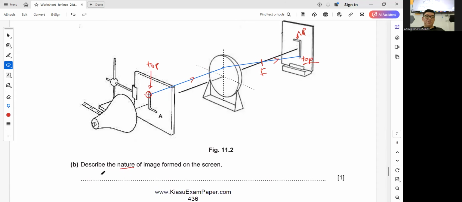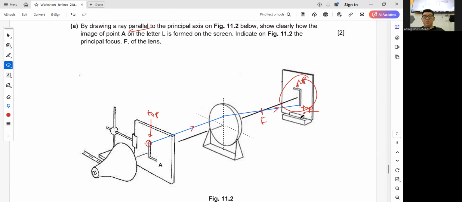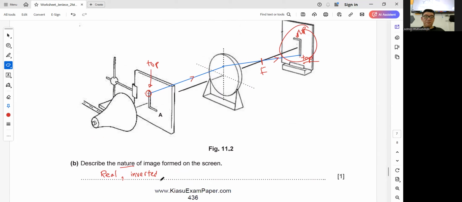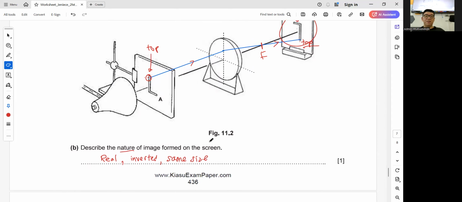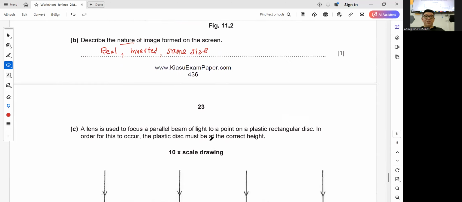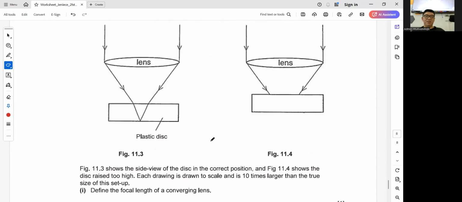Describe the image formed on the screen, the nature of the image. The nature is real. Okay. Because you can form it on the screen. So that means it's real. It's inverted. And if you take a ruler and measure, it's about the same size. So they may ask you certain things later on. Oh, that's another topic altogether, another question altogether. All right, let's move on.